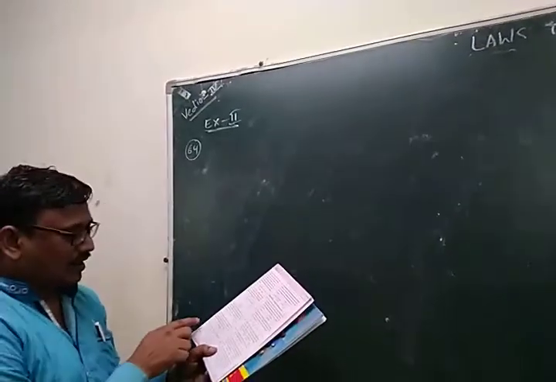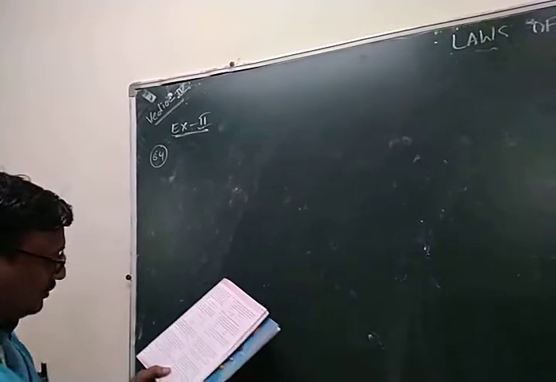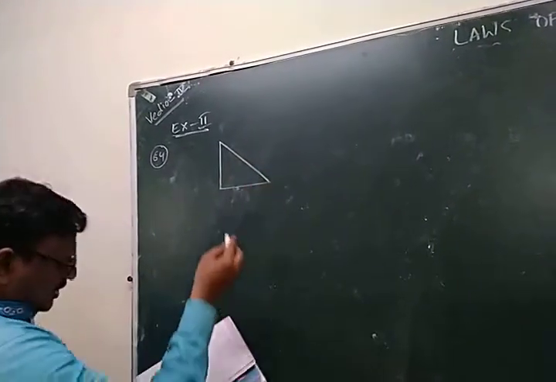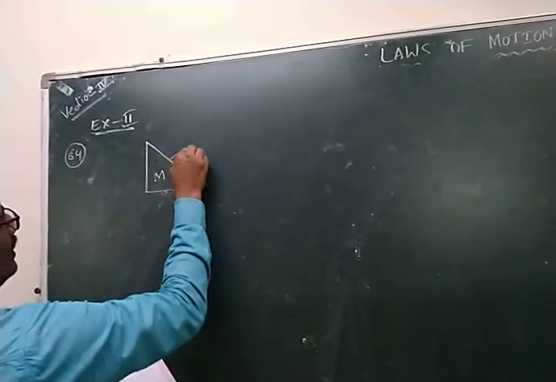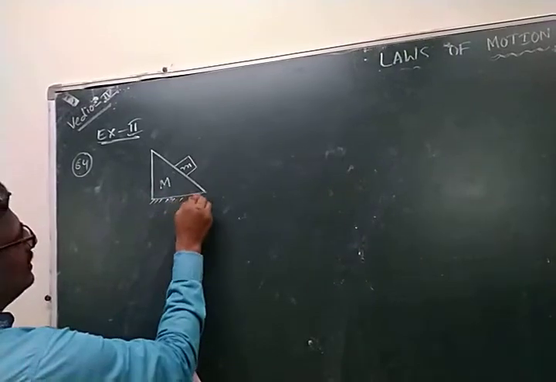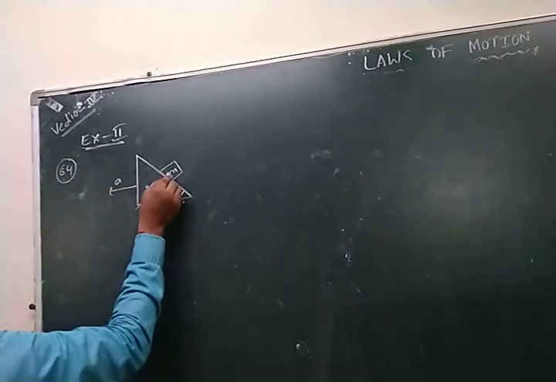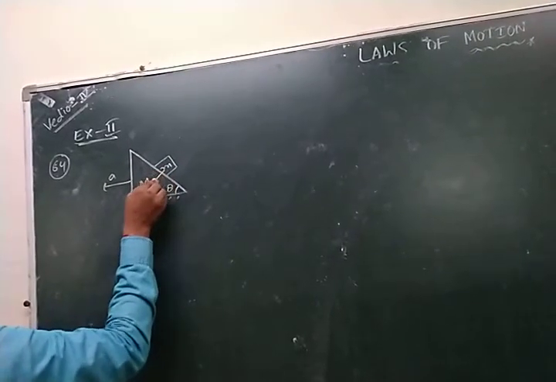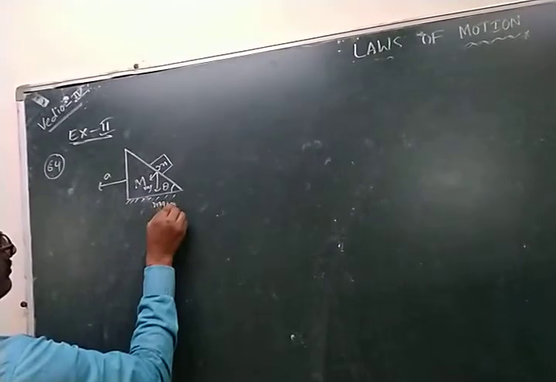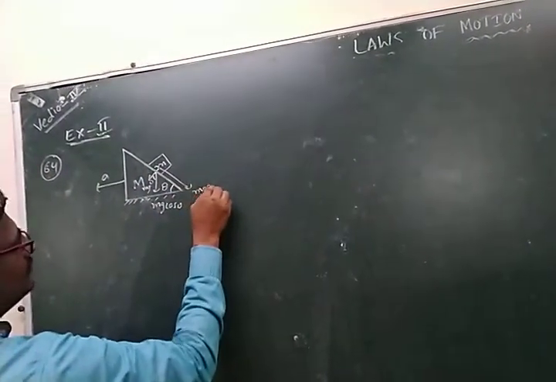For all surfaces smooth, find the acceleration of the mass relative to the wedge. Here is a wedge of mass capital M, and its mass is small m. Its angle of inclination is theta, and it moves with an acceleration a. Now its weight is resolved into rectangular components mg cos theta and mg sin theta.